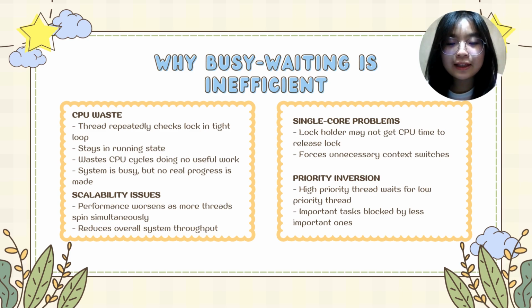The system is busy but making no real progress. Second, scalability issue. As more threads spin simultaneously, performance worsens dramatically. Multiple spinning threads create massive CPU contention, reducing overall system throughput.